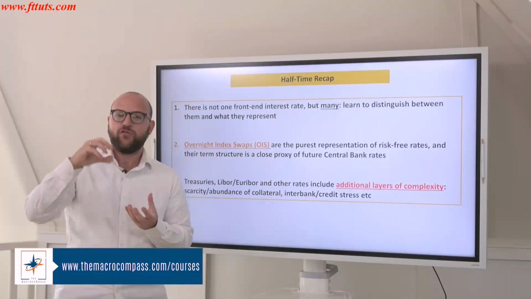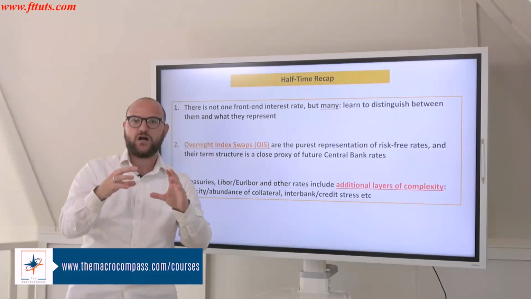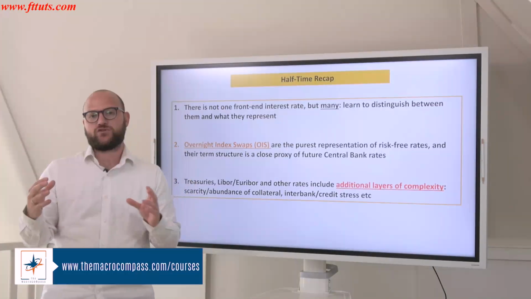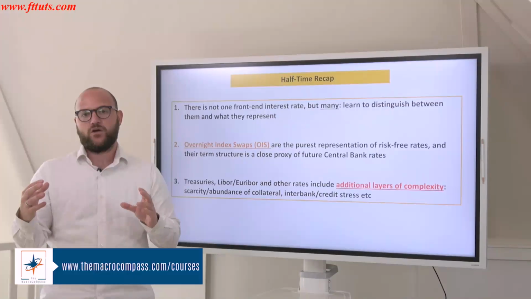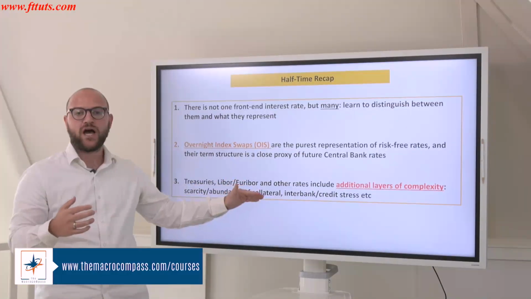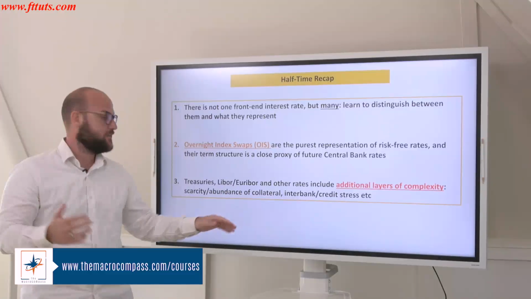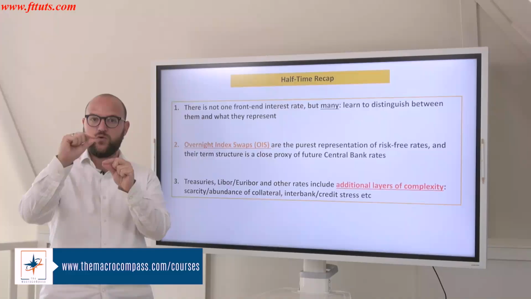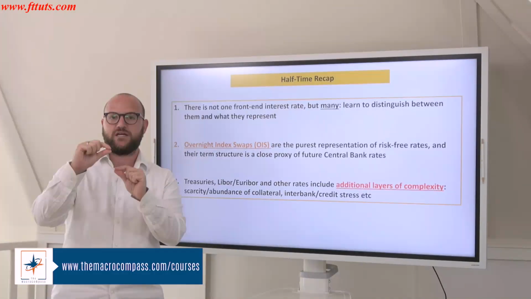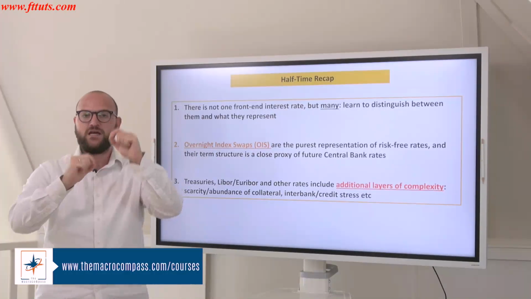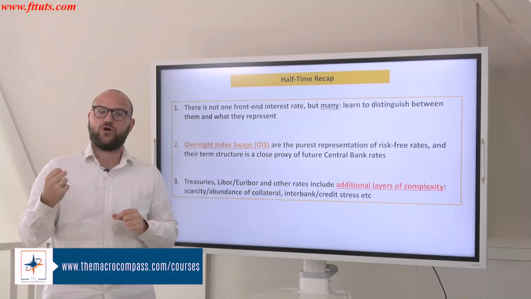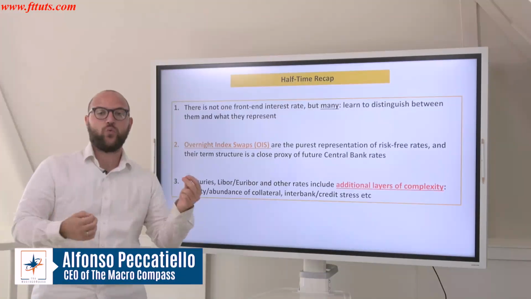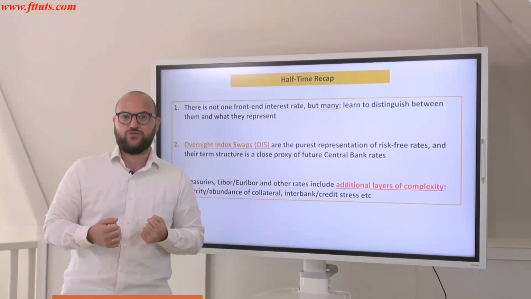The rates you want to focus on when analyzing the front end are OIS rates. Those are the purest form of market expectation for central bank rates. Looking at other rates like treasuries or EURIBOR, for example, add a layer of complexity, but you can use these rates, and especially the differences between treasury yields and OIS, German government bond yields and OIS, EURIBOR and OIS, as important indication of a well-functioning monetary plumbing situation or whether there are monetary plumbing issues.